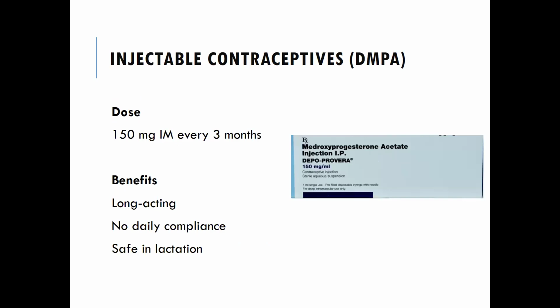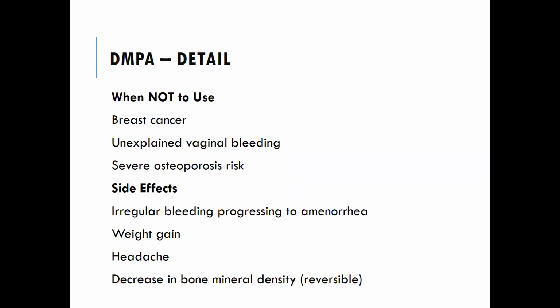Then the next hormonal method is injectable contraceptive, which includes depot medroxyprogesterone acetate, and the dose is 150 milligram, which is given intramuscularly every 3 months. The benefits of the injectables are that they are long acting, and we can also name them as LARC. No daily compliance issue is faced by the person, and it's safe in lactation as well. We need to avoid these injectables when the patient has breast cancer, unexplained vaginal bleeding, undiagnosed vaginal bleeding, or severe osteoporosis risk.